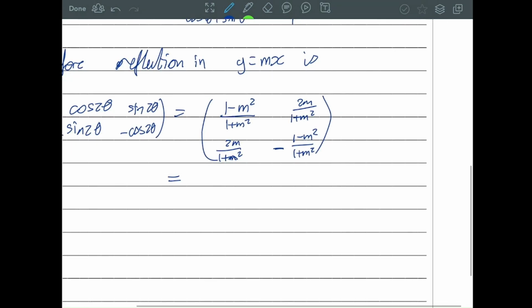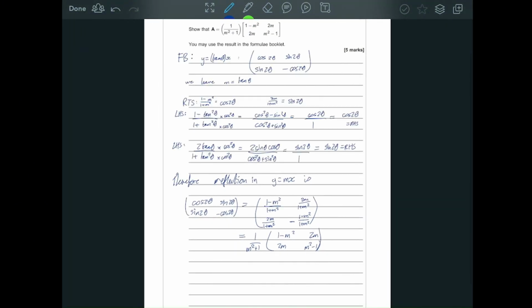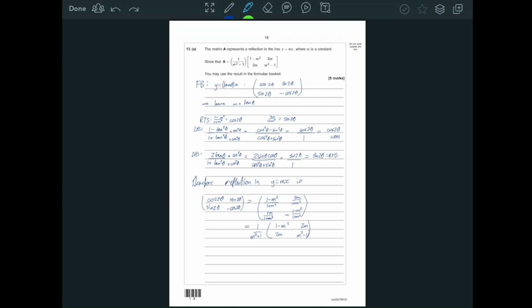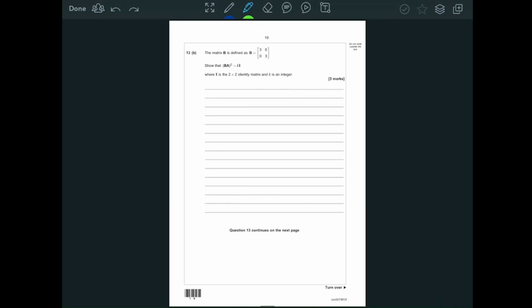which is equal to 1 over m squared plus 1 as a common factor, and the numerators left behind. Check I haven't done anything foolish. And we made it. Quite a nice little trick. And actually the really fun trick is just this fact: the gradient of a line is equal to tan of the angle with the positive x-axis. Not really used as much as it probably should be.